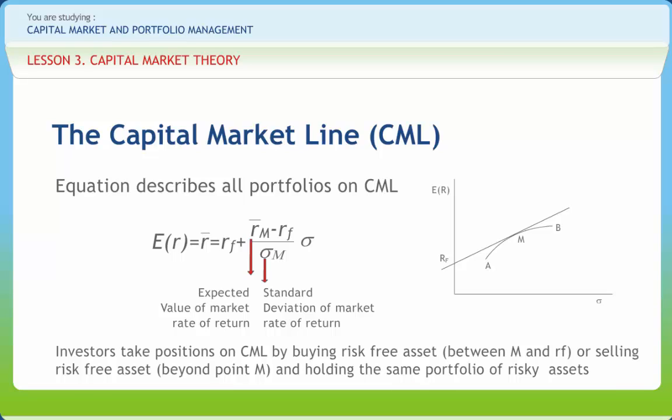CML relates the expected rate of return of an efficient portfolio to its standard deviation, and the slope of the CML is called the price of risk. This shows how much the expected rate of return of a portfolio must increase if the risk of the portfolio increases by 1 unit.